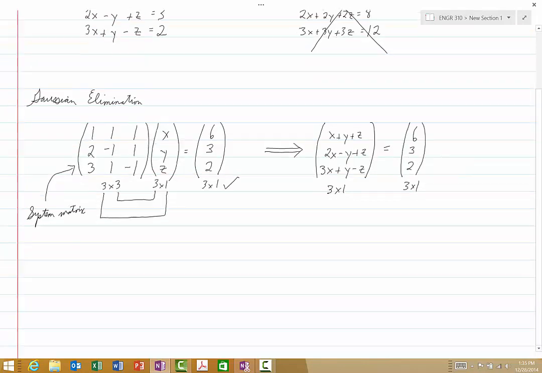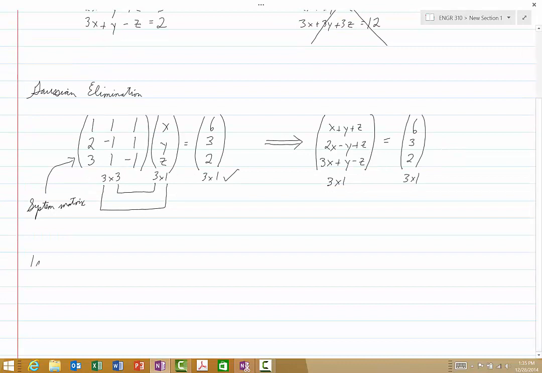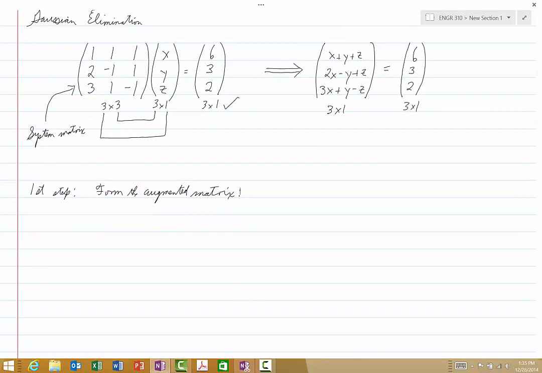Okay. So now for Gaussian elimination, first step, form the augmented matrix. Now, what is the augmented matrix? Well, it is simply the system matrix, 1, 1, 1, 2, negative 1, 1, 3, 1, negative 1. So that's the system matrix.